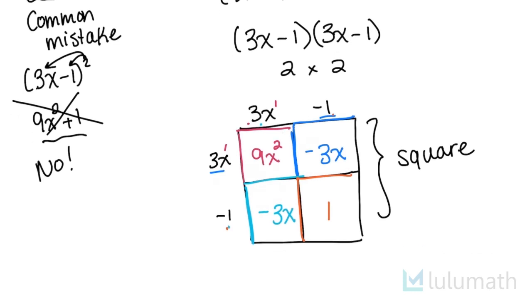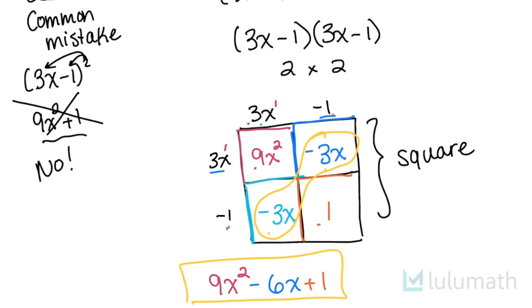Okay, now I'm just going to collect my like terms and then I'll be all set with this question. So this 9x squared, nothing else is like it. There are no other x squared terms, so I will copy that down. This -3x is like this -3x. They're both negative, so they don't cancel each other out. They just become even more negative, so I end up getting -6x. And then this +1, there's nothing else like it, so we can just write +1. And this is the final answer.